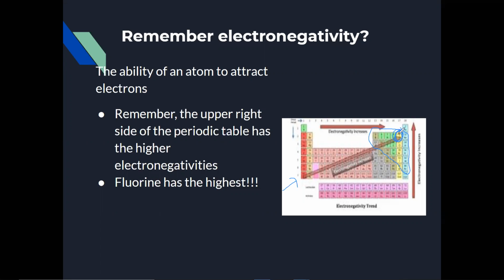Okay? Fluorine is in fact the one that I circled here really, really heavily. That is in fact the highest electronegativity on the periodic table.